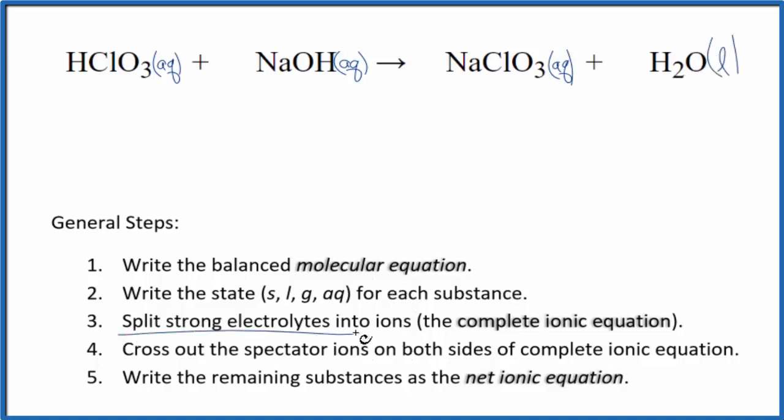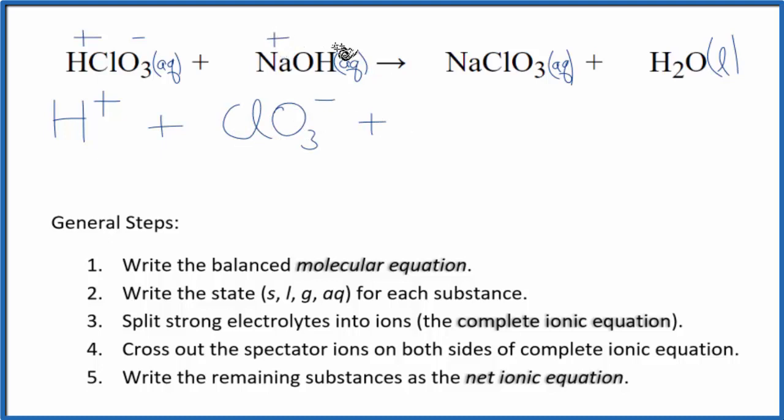Now we can split the strong electrolytes apart into its ions. This will give us the complete ionic equation. Hydrogen's in group 1, has a 1+, and this whole chlorate ion here, that has a 1-. So we'll have H+, and I'll write aqueous at the end, I won't write that now, plus ClO3-, plus sodium is in group 1, has a 1+ charge, and the hydroxide ion, that's always 1-. So we'll have Na+ plus OH-. And these are our reactants.